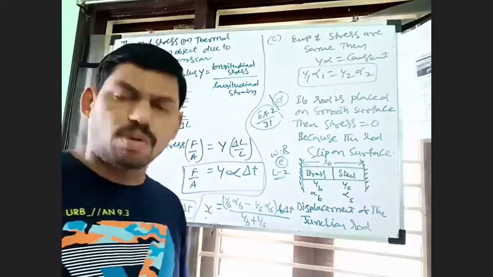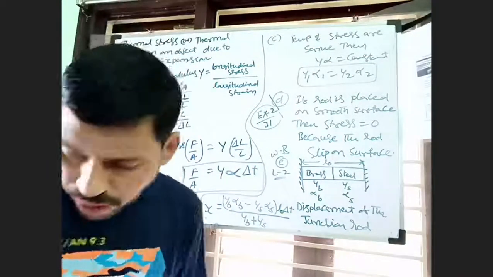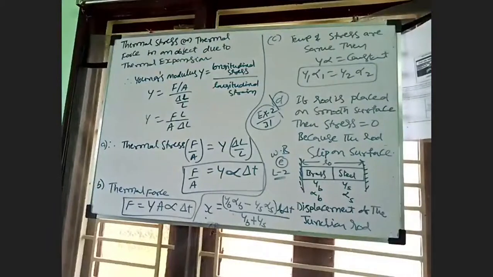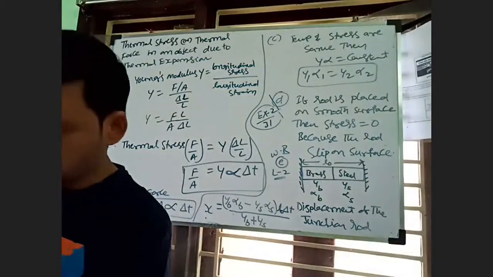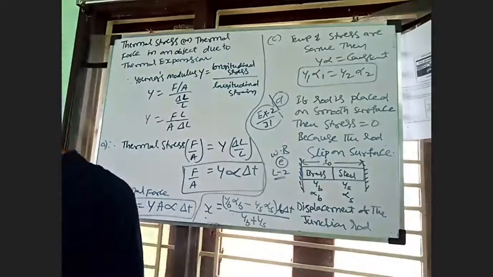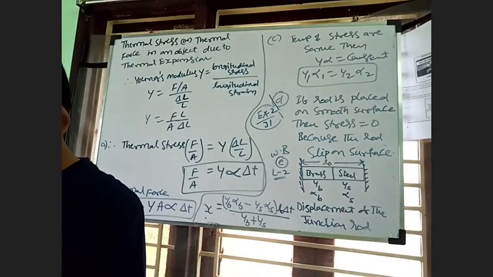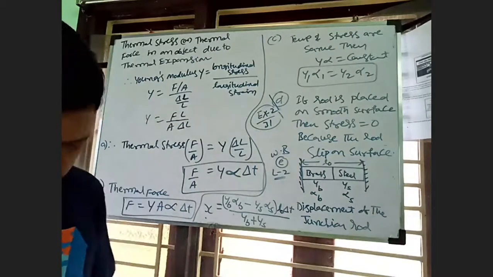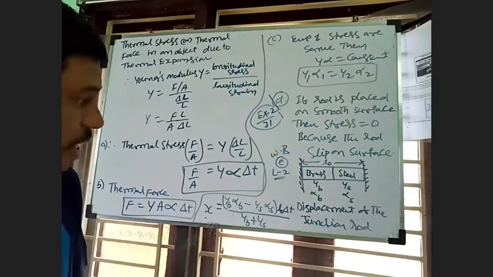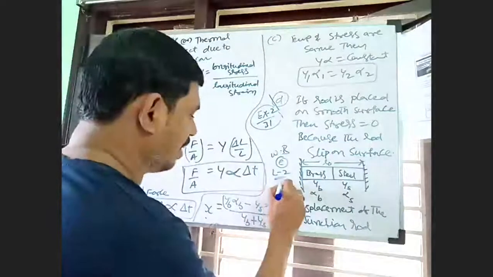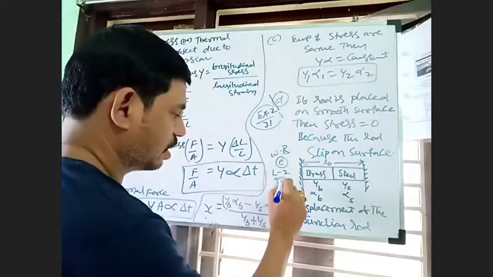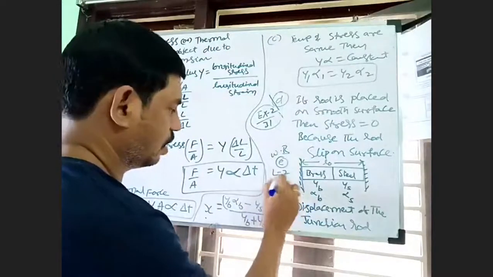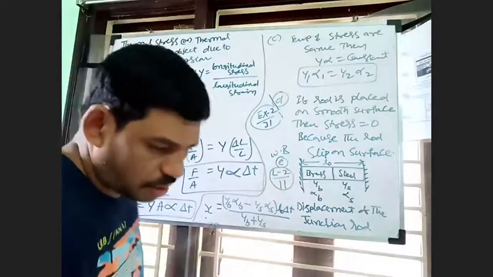Refer to the workbook, level 2, problem 11. Problem number 11. Now, Young's moduli are given, Yb and Ys. Yes, sir, given. The ratio of Y1 and Y2 and L1 by L2 are given.